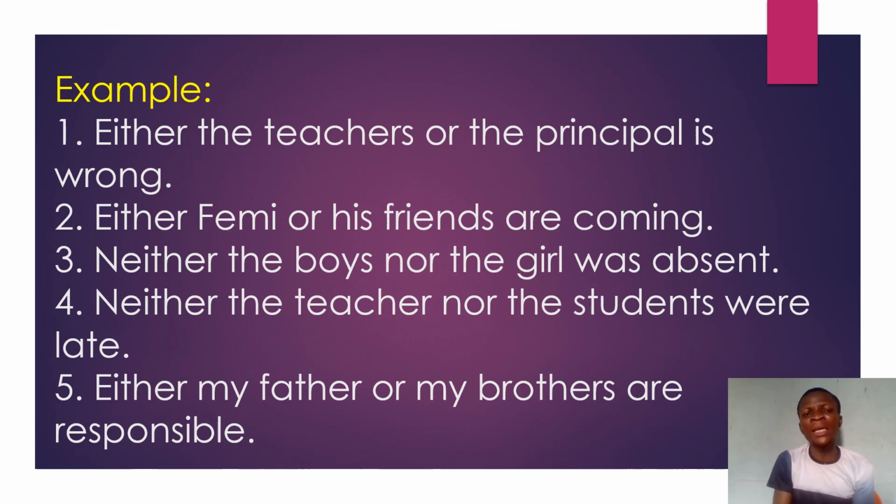Now we have two subjects here. The first subject is teachers, while the second subject here is the principal, which is one person. You can see the first subject is plural, while the other subject, which is the nearest subject, is singular. When you are using either...or, neither...nor, the verb must agree with the nearest subject. That's why, since the principal here is singular, the verb that you join here should be a singular verb, which is "is".